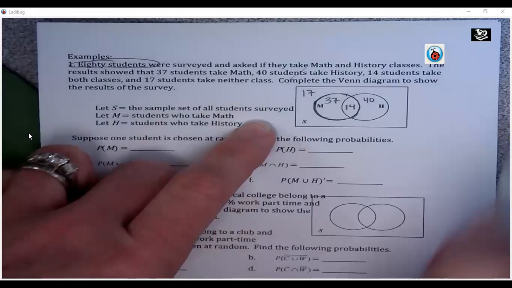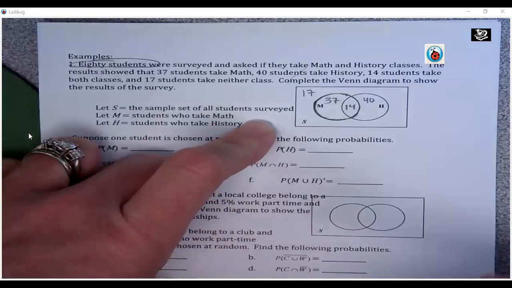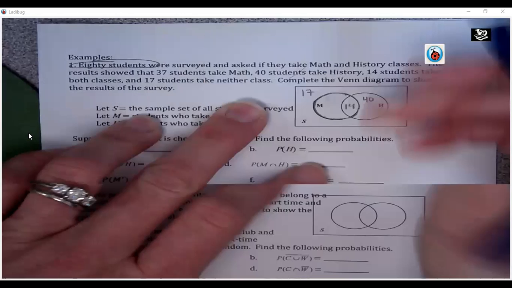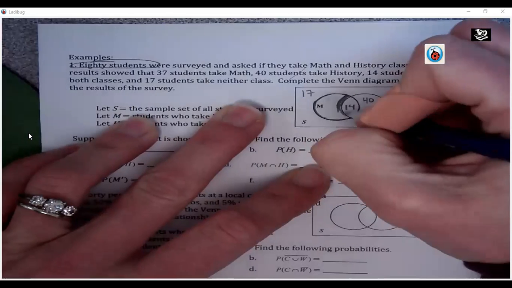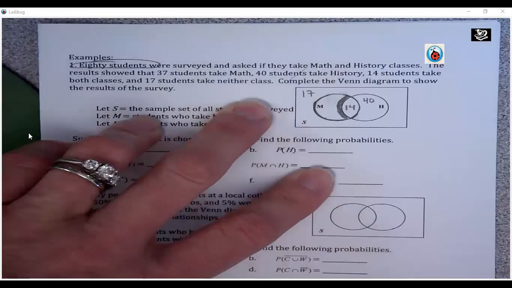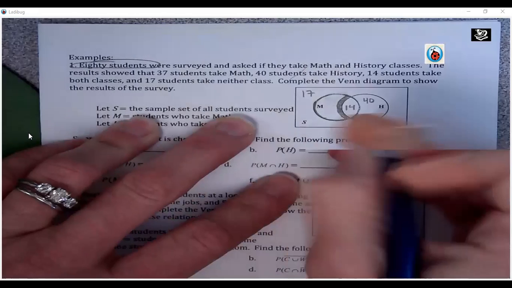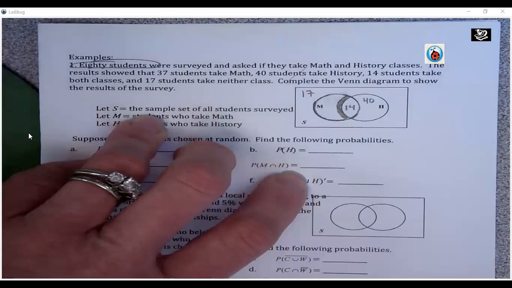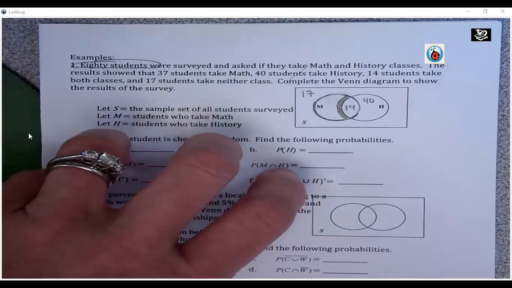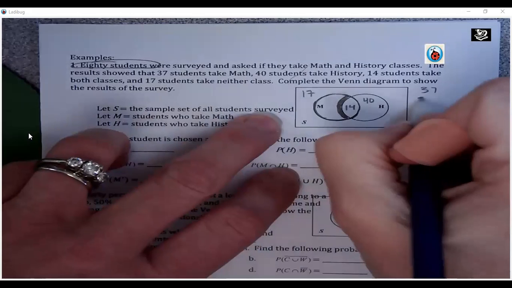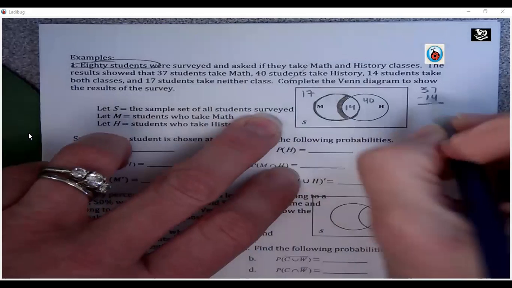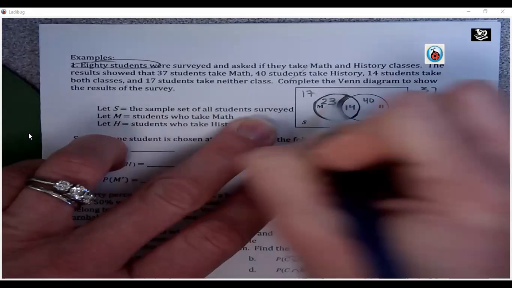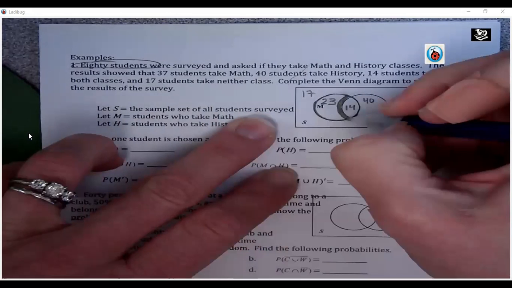When it says 37 students take math, it's referring to this whole circle. So that total circle is 37. Let's figure out how many students just take math. So let's talk about just this. 14 take both. How many take just math? What do you think we need to do? Anybody? 37 minus 14. Good. 37 minus 14. Take away the students that take both, and I'm left with 23. So 23 is the students who just take math.